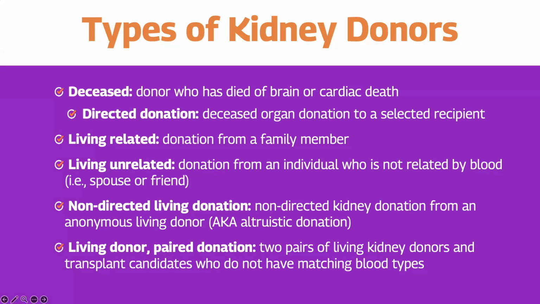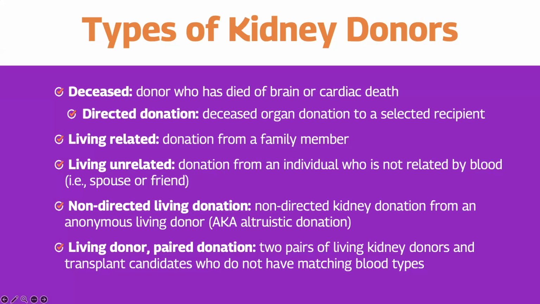The most common is living related donation, in which an organ is donated from one family member to another, such as between a sibling or a parent to a child. Living unrelated donation is donating an organ from one individual to another when the individuals are not blood related. This is commonly between spouses or among friends. Non-directed kidney donation involves a living donor wishing to donate one of their kidneys anonymously to an unspecified recipient. This situation is also referred to as an altruistic donation.